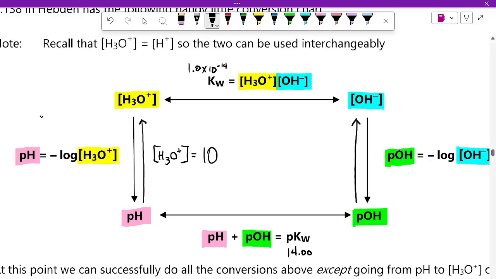And if my pH is 5, what's my hydrogen ion concentration? 10 to the negative 5. Yeah? So hydronium or hydrogen is equal to 10 to the negative pH.